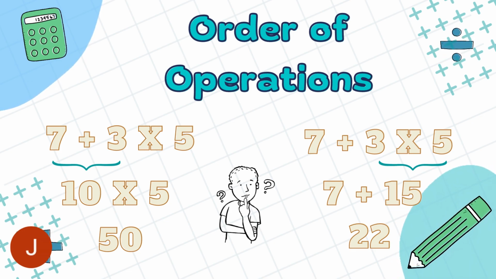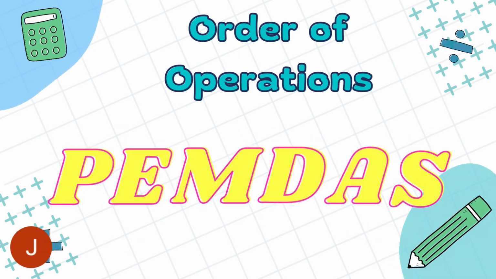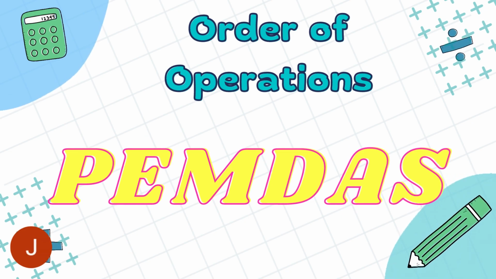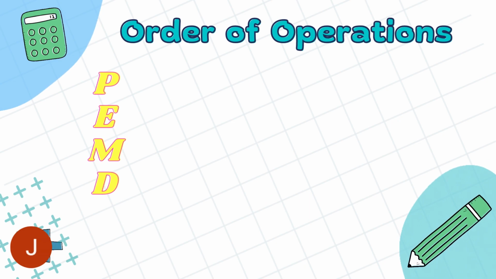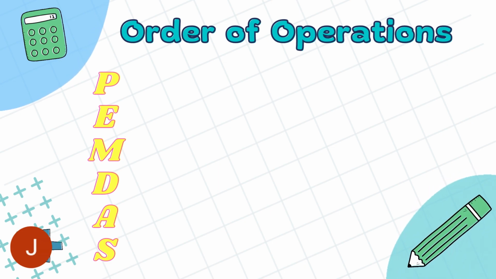What is this order that we have to follow? This order is designated as PEMDAS, as I like to call it, which is a fast way to memorize it. What does PEMDAS stand for? Each letter in PEMDAS stands for a certain operation that should be done in the correct order.